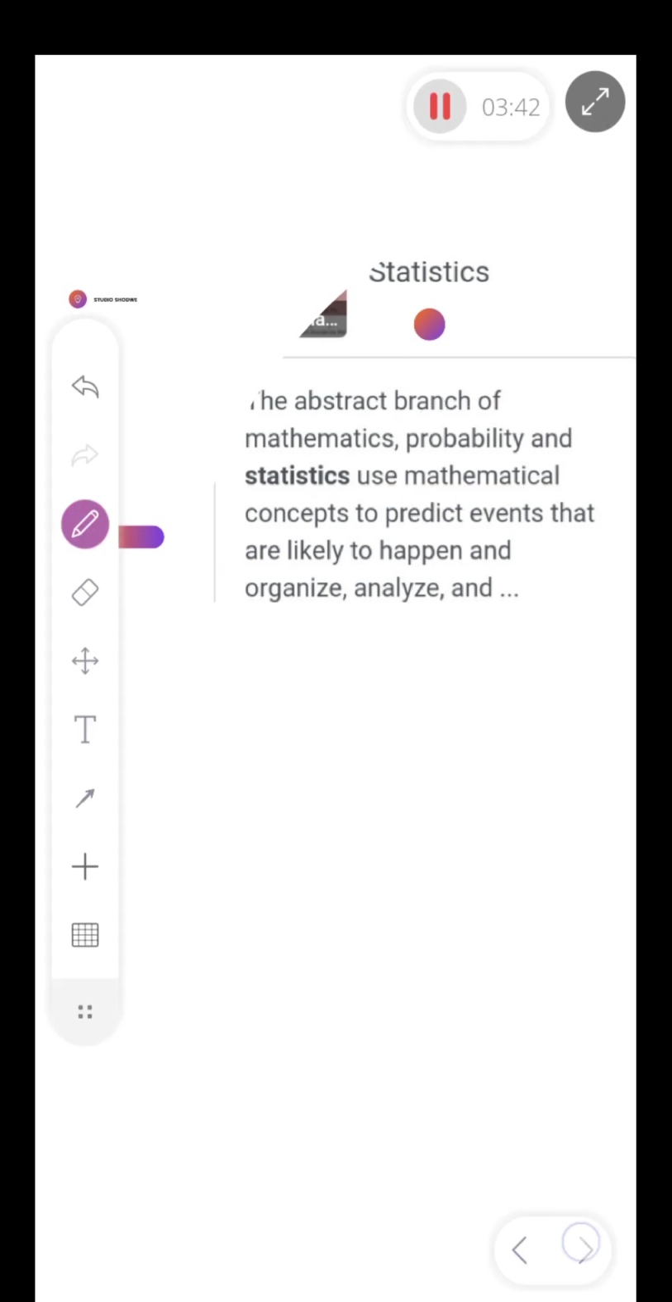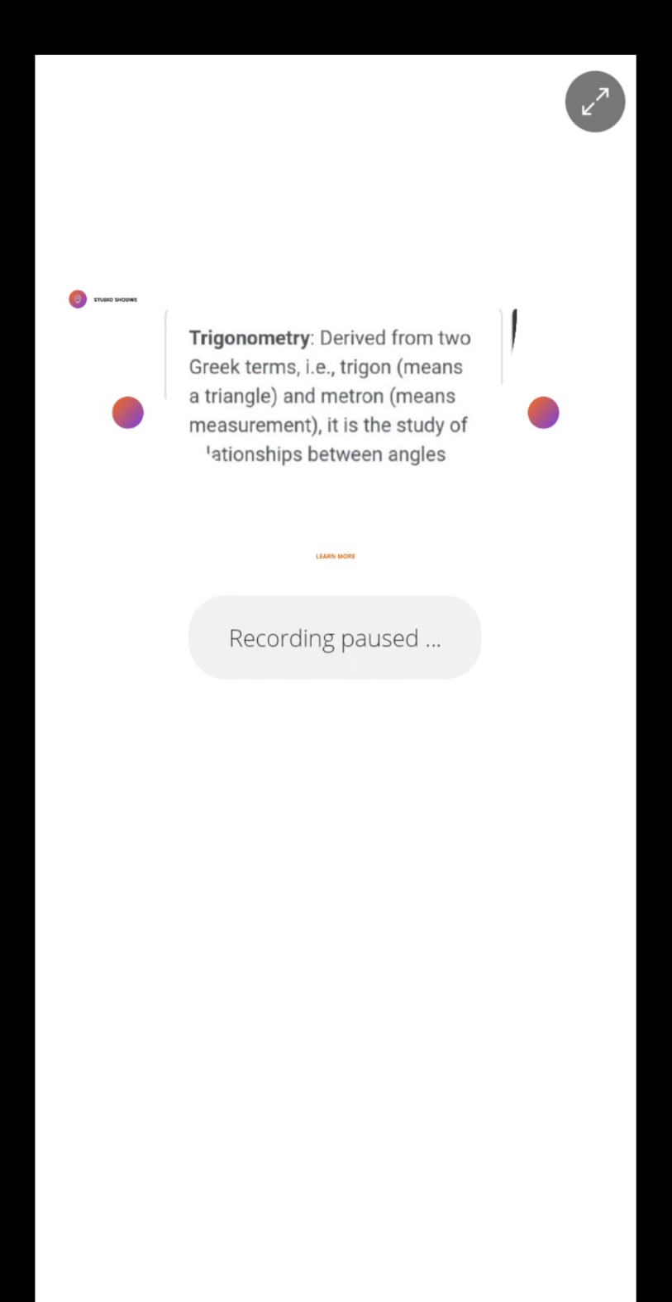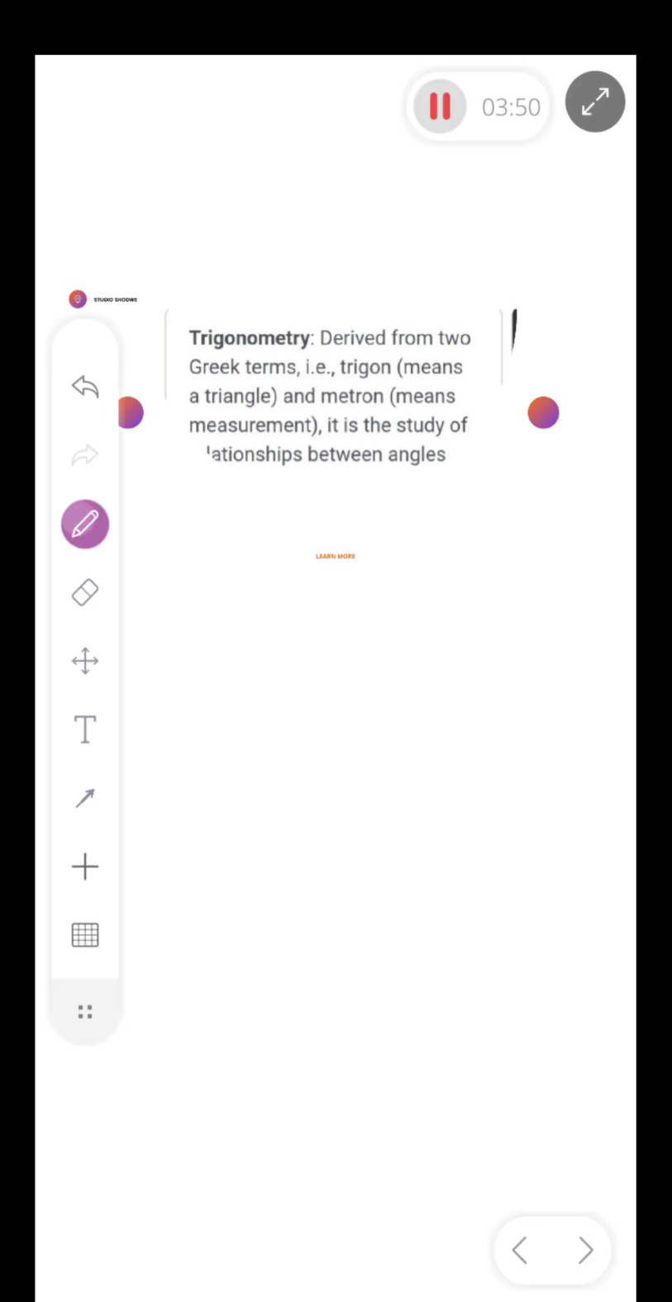We also have trigonometry. As you can see in the Greek words, it is derived from two Greek words: trigon means triangle and metron means measurement. So trigonometry has to do with the study of relationships between angles. In trigonometry, you will be dealing with finding the value of an angle, maybe theta. You are going to be dealing with angles of elevation and depression.